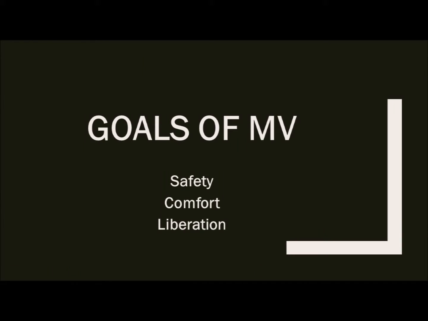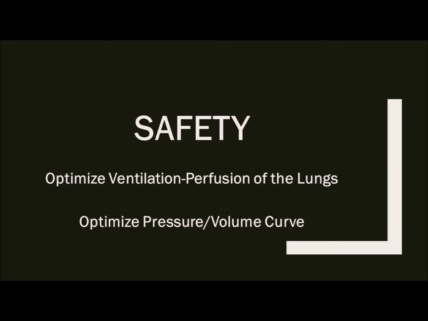Here are the 3 goals of mechanical ventilation. Let's look at each in more detail. First, safety. Within safety, there are 2 main objectives. One is to optimize the ventilation perfusion of the lungs, and second, to optimize the pressure volume curve.